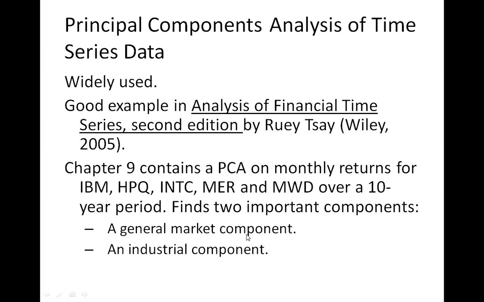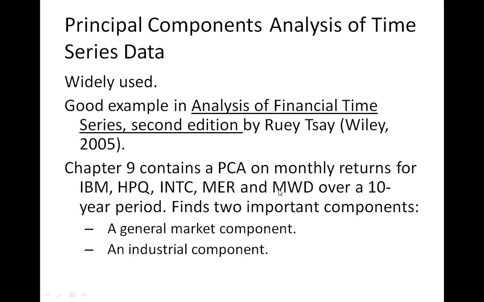There was a second market component, though, that contrasted the industrial stocks, IBM, Hewlett-Packard, and Intel, with the financial stocks, with Merrill Lynch and Morgan Stanley. To me, that was quite interesting. There was a difference of behavior between the industrial stocks and the financial stocks. But beyond that, there was not a significant difference in how those stocks behaved over time.